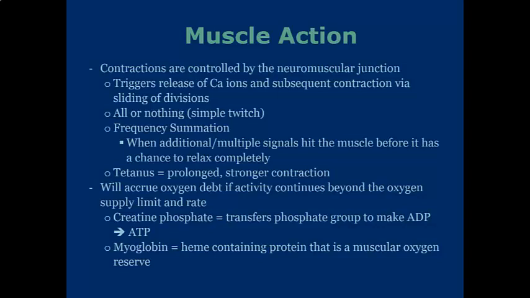A frequency summation is when additional or multiple signals hit the muscle before it has a chance to relax completely, causing a sort of twitching motion. And tetanus is the prolonged, stronger contraction. This will accrue oxygen debt if it continues beyond the oxygen supply limit and rate, which is where red and white fibers come into play.